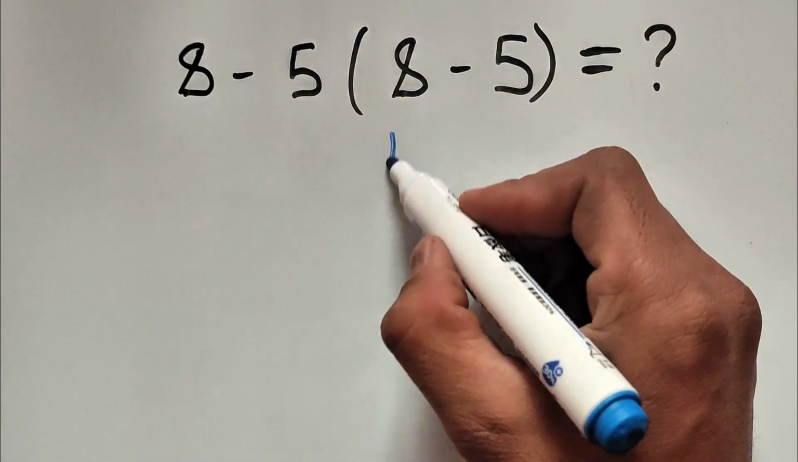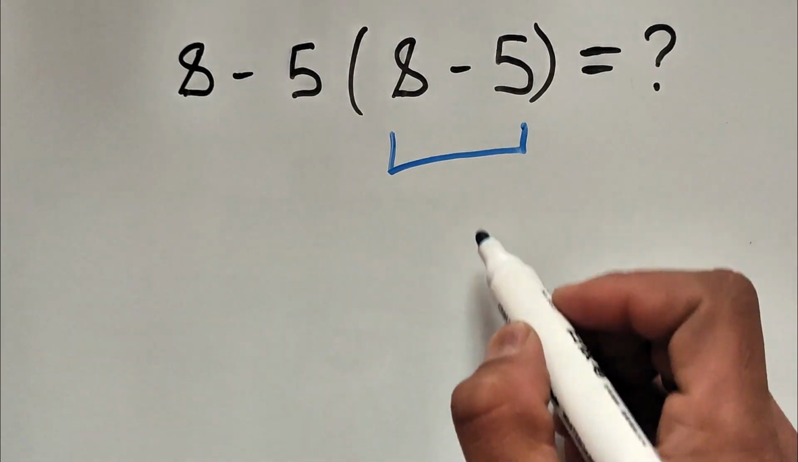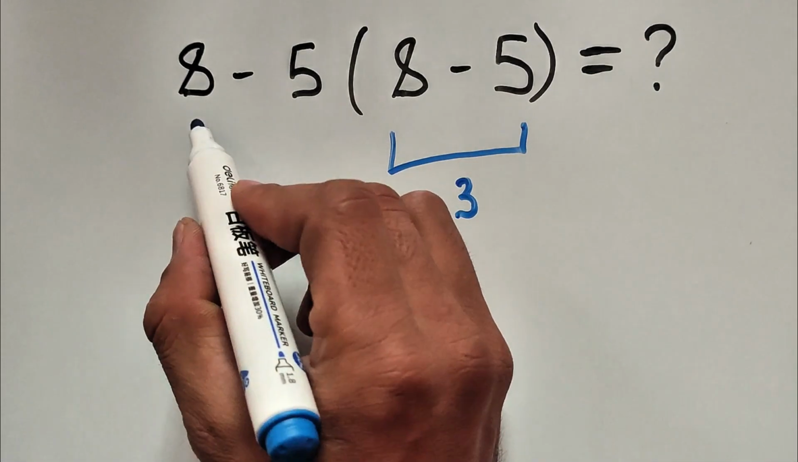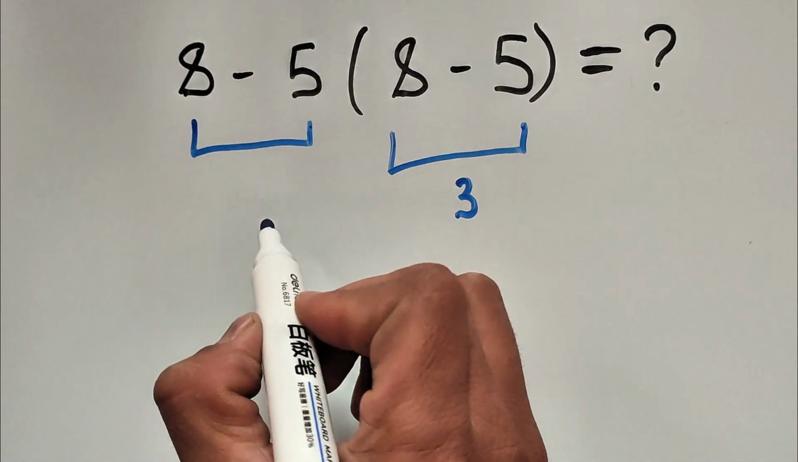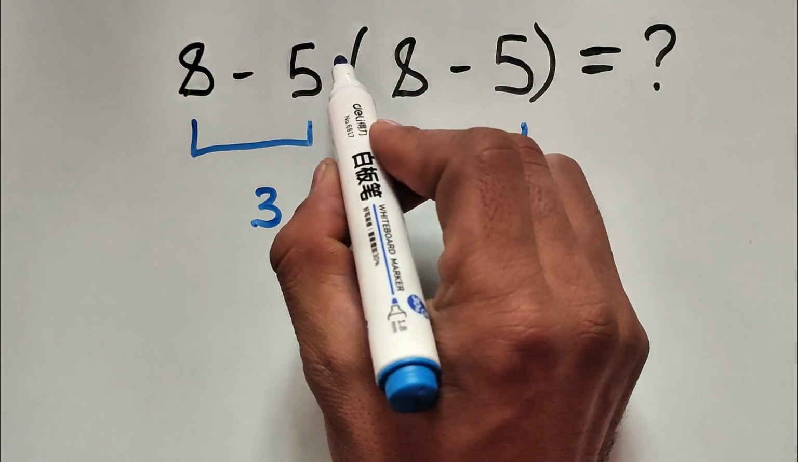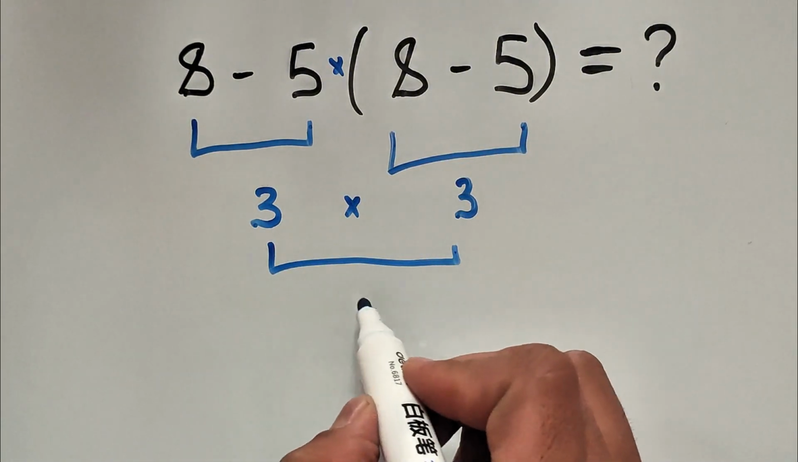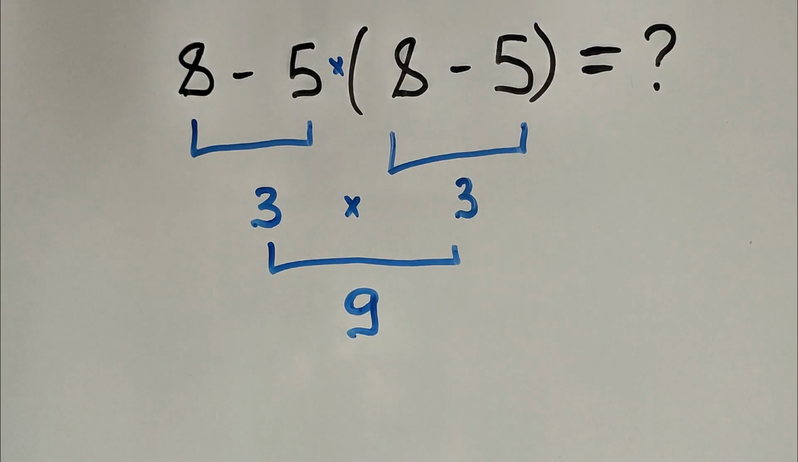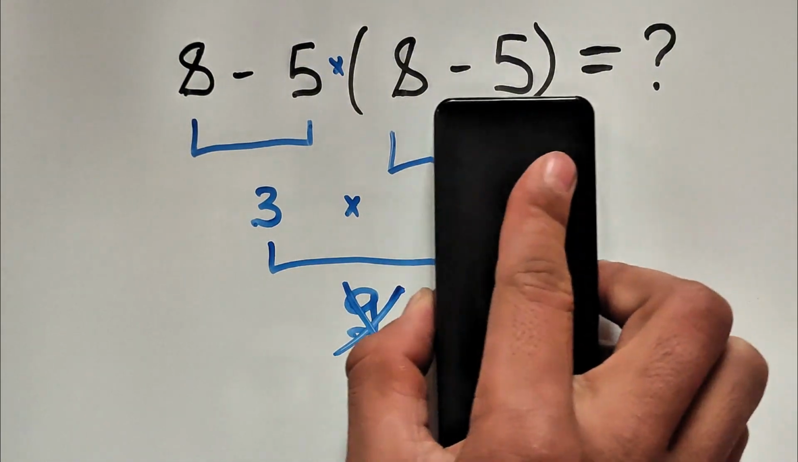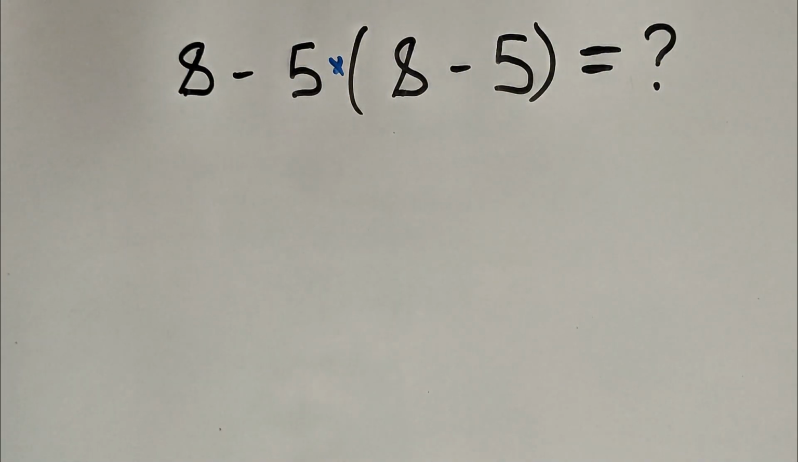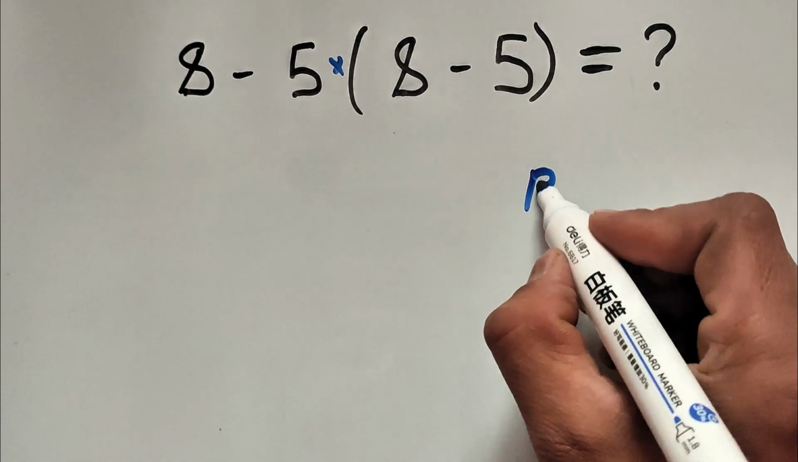First we do this. 8 minus 5 gives us 3, and there is multiplication here. 3 multiplied by 3 gives us 9, but this is not the correct answer, because according to the order of operations, first we have to work inside the parentheses.